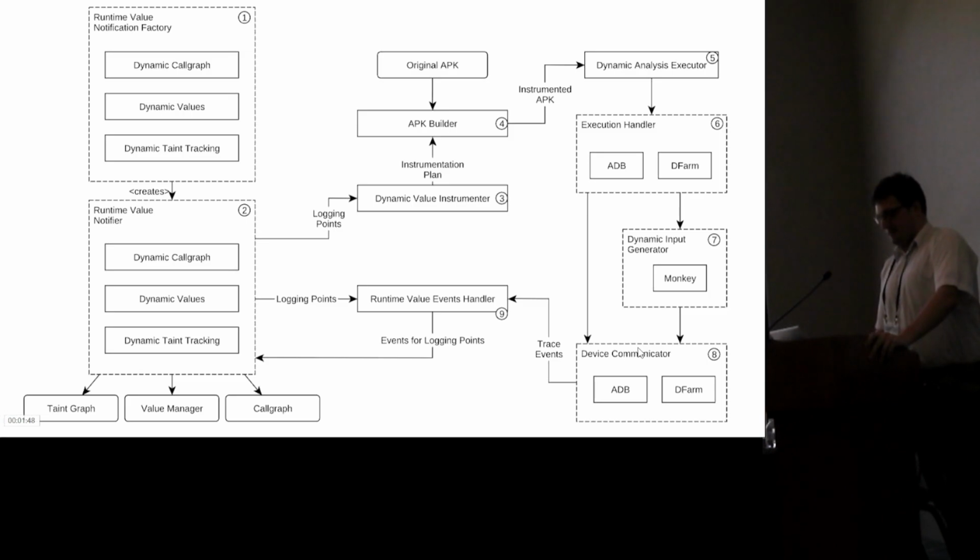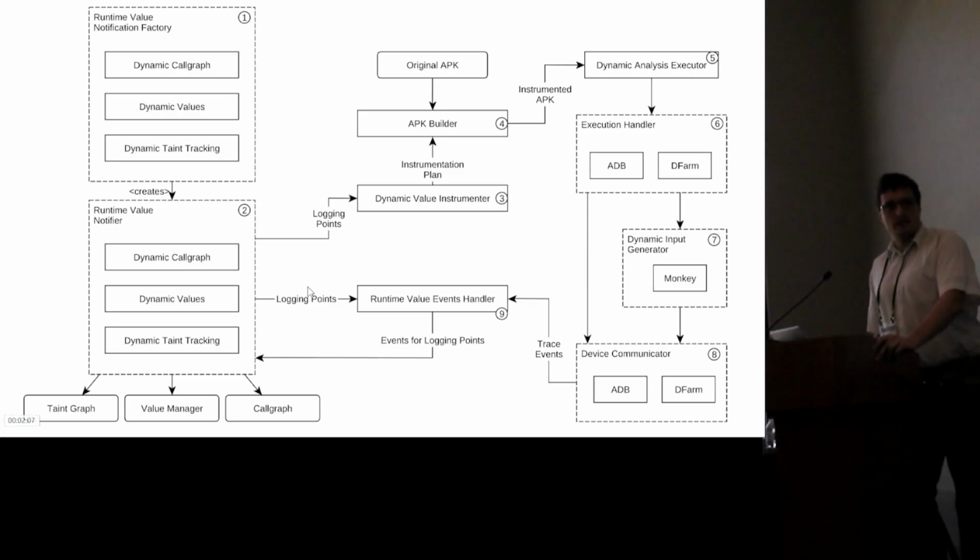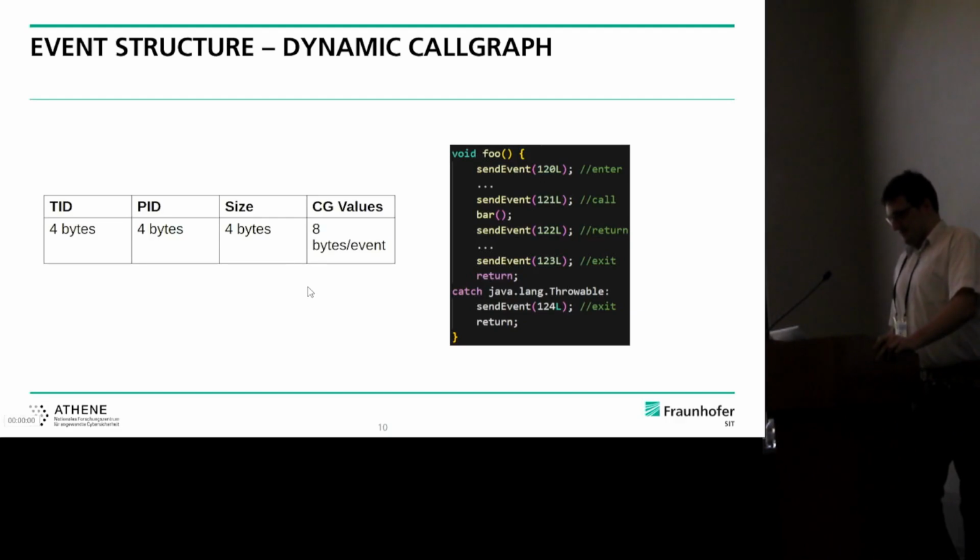And these trace events are basically sent to the value handler, which acts as a sort of broker and sends these events back to the value notifier, which in turn uses these results in order to generate the things we are actually interested in, such as the taint graph, the call graph, and so on.